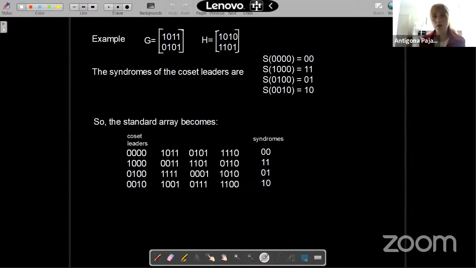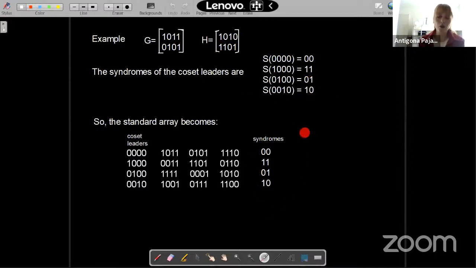So what do we do first with the syndrome decoding? We first find the syndrome of the coset leaders. So how do we do that? The first coset leader was 0, 0. So I take 0, 0, and I multiply it with the transpose of the parity check matrix. I have 0, 0. Then 1, 0, 0, 0. I do the same thing, and I have 1, 1. Then 0, 1, 0, 0. When I multiply it by the transpose of the parity check matrix, I get 0, 1. And the last one is 1, 0.